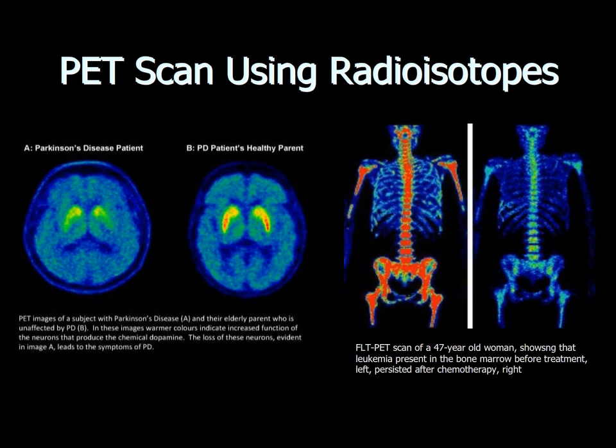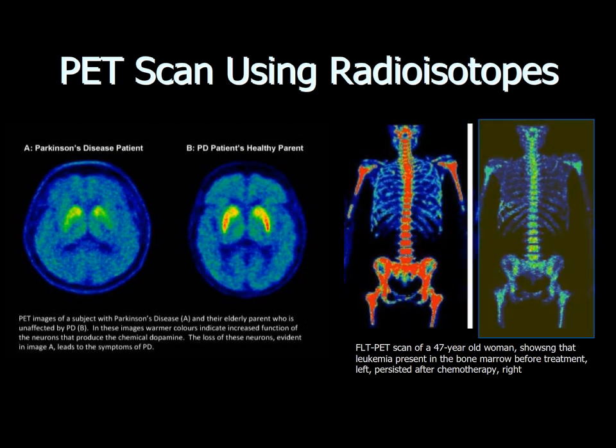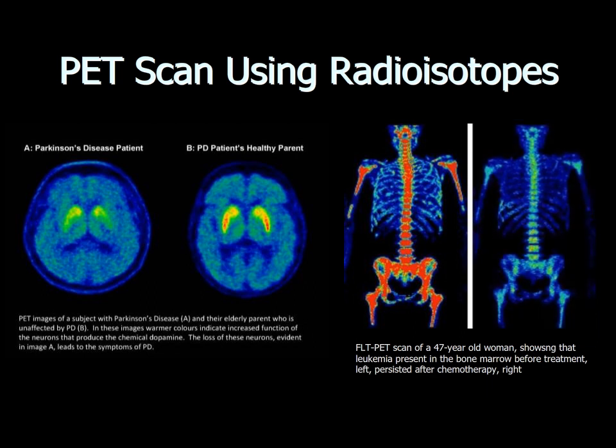Now, at the far right, you can see the same person, again using PET imaging, but you see a lot less red there. This is the same person after treatment with chemotherapy. But what you'll notice is there's still a lot of yellow and green in there, indicating that there are still residual cancer cells that are active within the vertebrae and also within the proximal parts of the humerus. So PET scans can be useful at determining just how well our chemotherapy regimen is working.